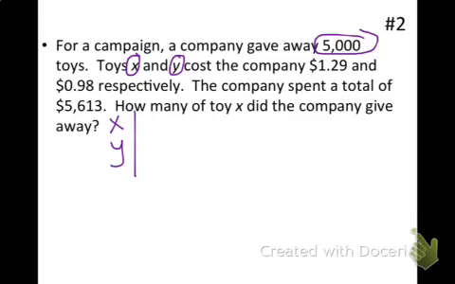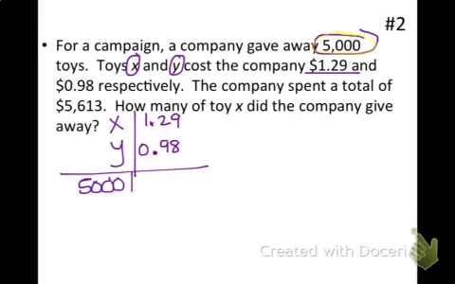Toy X's value is $1.29 and toy Y's value is 98 cents. Okay, so the total number of toys is 5,000. The total amount of money, though, is $5,613. So let's make our first system.